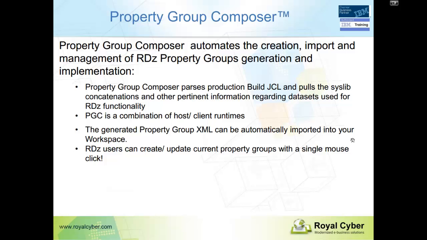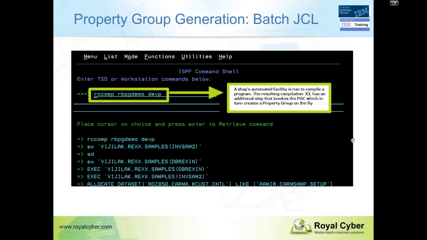So basically, the Property Group Composer is a combination of host and client runtimes. The host runtime runs on the host and collects information about the environment and then generates the property group, while the client runtime runs as an RDZ plugin, and the users just have to click a single menu item, and they'll automatically get the latest version of the property group in their workspaces.